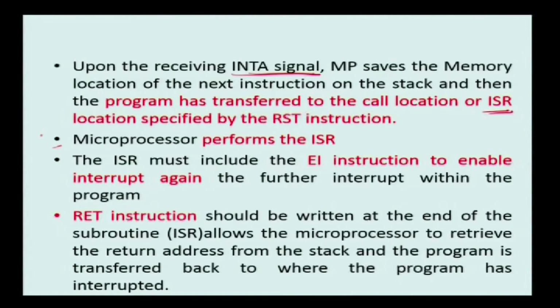In the 6th step, the processor performs the ISR. Once it enters the interrupt service routine, in the 7th step we have to write the EI instruction in the subprogram. EI is interrupt enable, which is used to enable the interrupt again. During the process of interrupt, we disable the interrupt. After identifying the corresponding interrupt and calculating the address where to switch over, we enable the interrupt so it is ready to receive the next interrupt request.